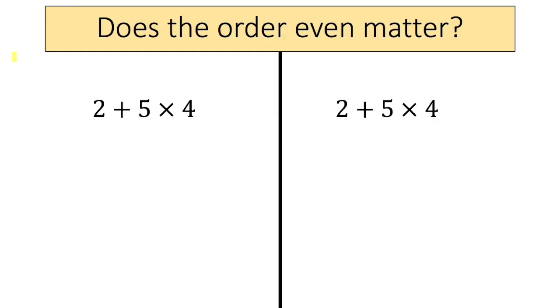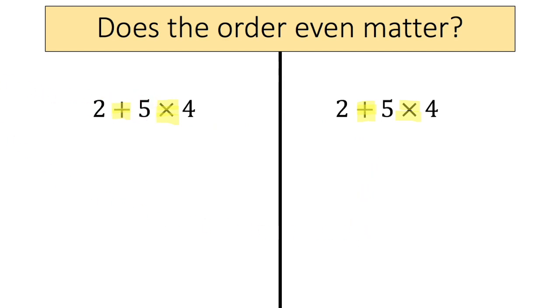Now, the first question I want to address is, does the order even matter? So what I have here are two identical expressions, 2 plus 5 times 4, 2 plus 5 times 4. But hopefully you can see that there'd be two ways of approaching this. I could either do my addition first, then the multiplication, or I could do the multiplication first, then the addition. And that's what we're going to do. We're going to do the order of operations differently and see if we get a different or the same answer.